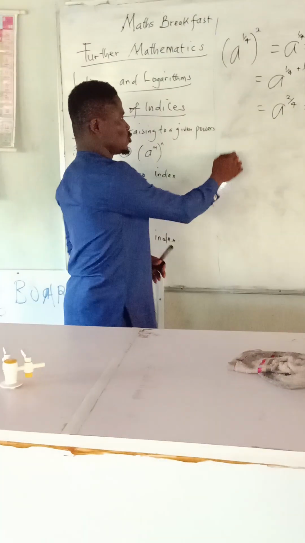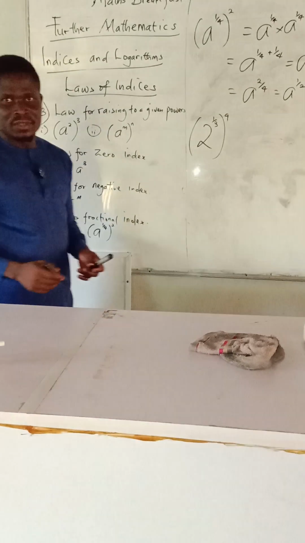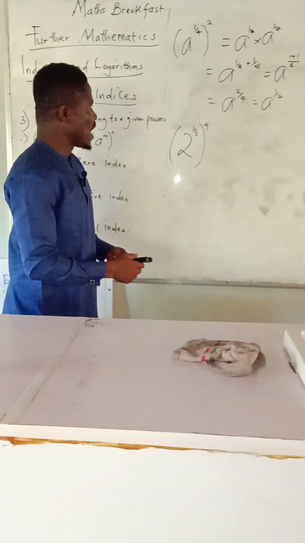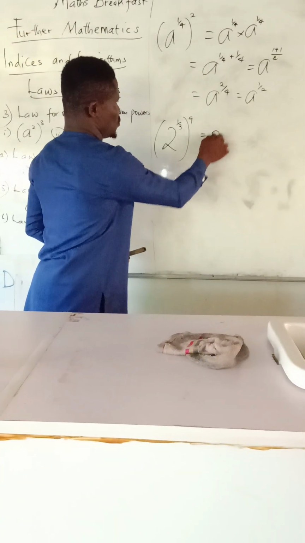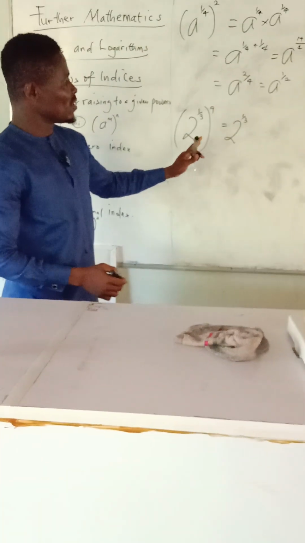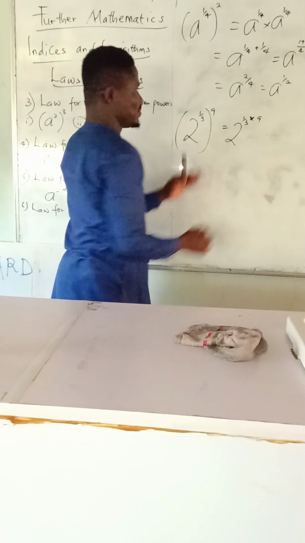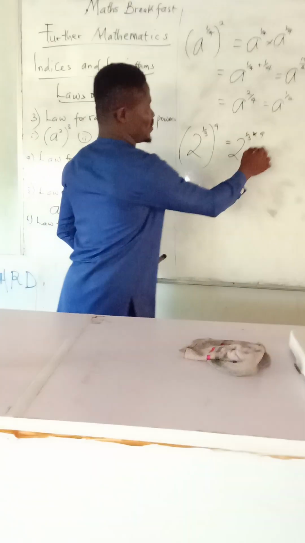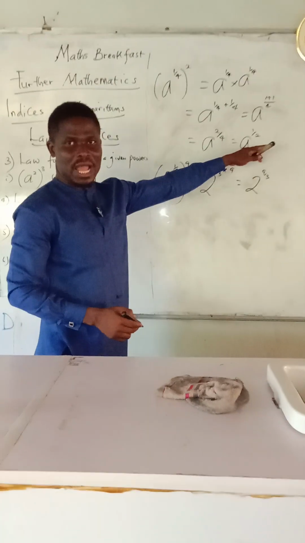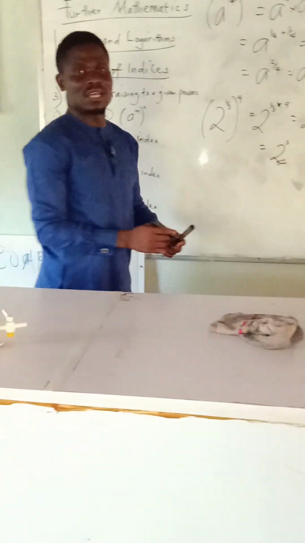Let's pick a number. If we have 2 raised to power 1 over 3, all raised to power 9, how do you tackle this? It's the same thing here. You have 2 raised to power 1 over 3, and you can do this up to 9 places, but let's make it short: times 9. So 1 over 3 times 9 is the same thing as 2 raised to power 9 over 3. How many times will 3 go into 9? 3 times. So we have 2 raised to power 3. This is the answer.